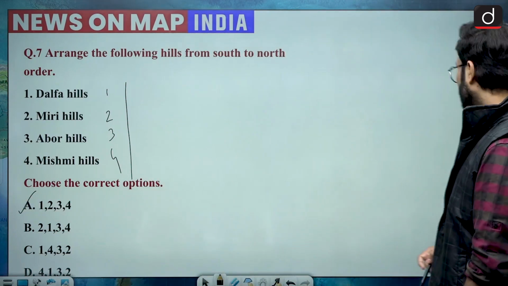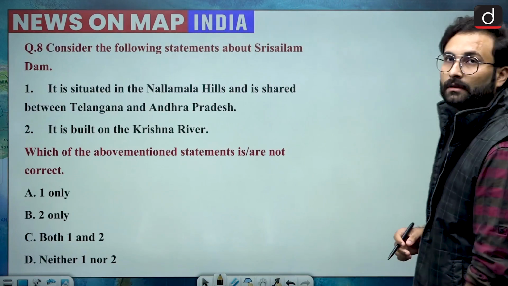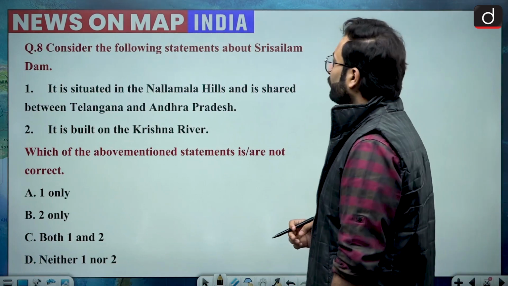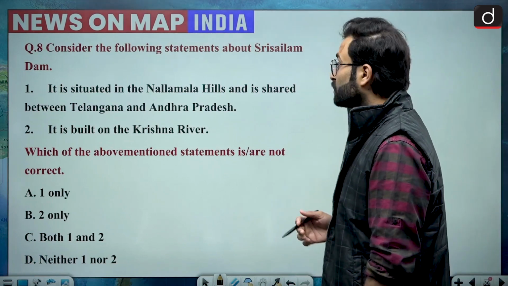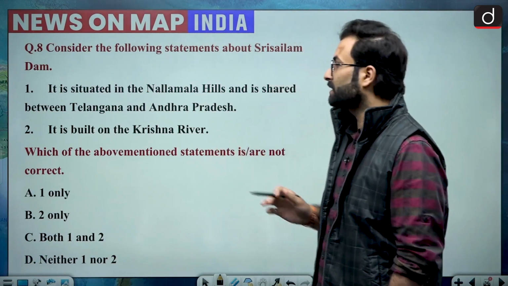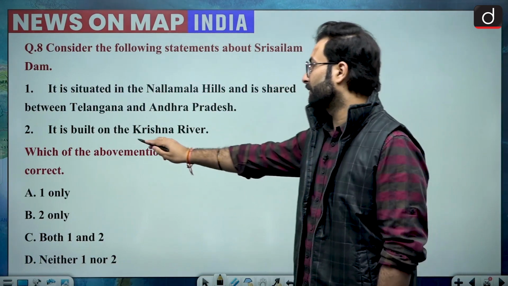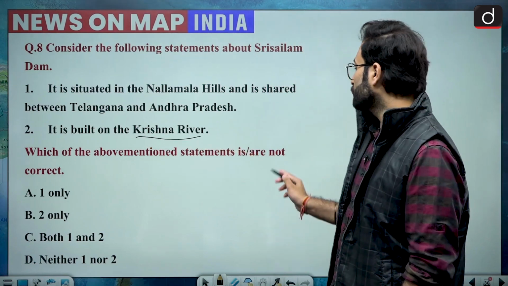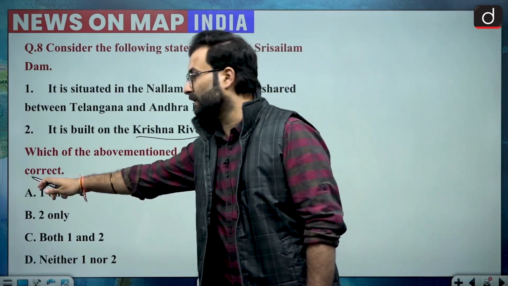Okay. Question number 8. That would be the last question for this episode. Consider the following statement about Srisailam Dam. It is situated in the Nalamala Hills and is shared between Telangana and Andhra Pradesh area. It is built on the Krishna River. Okay. So we have to choose not correct or you can say incorrect statement.